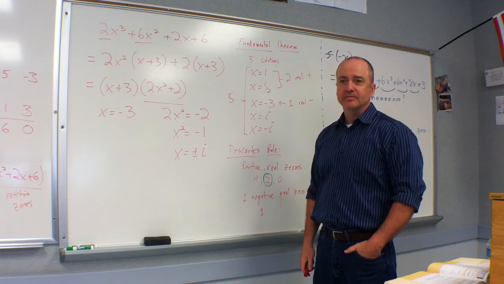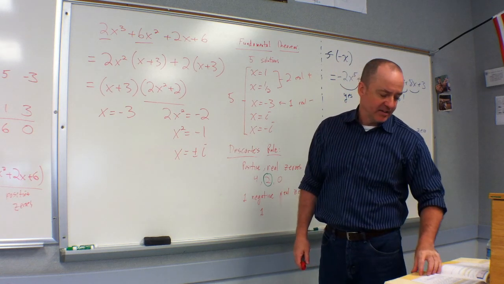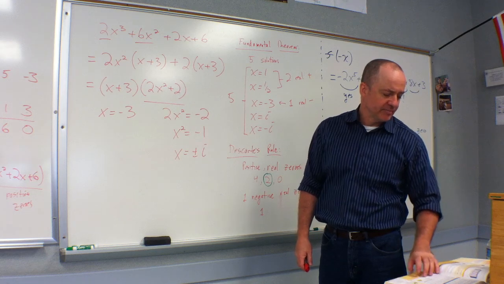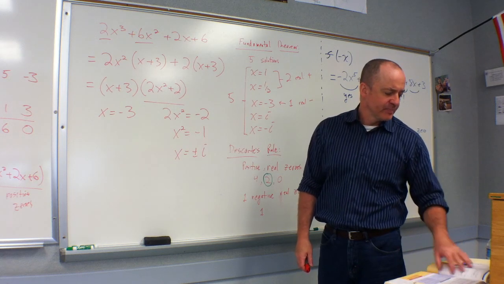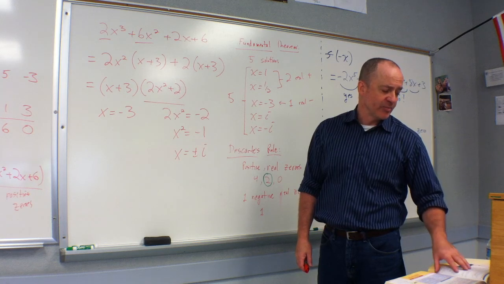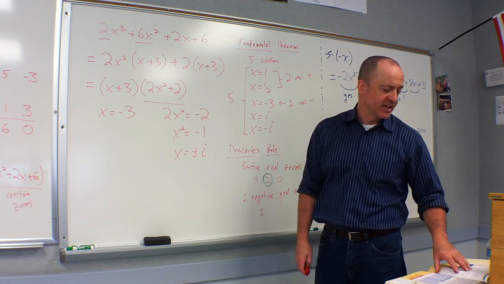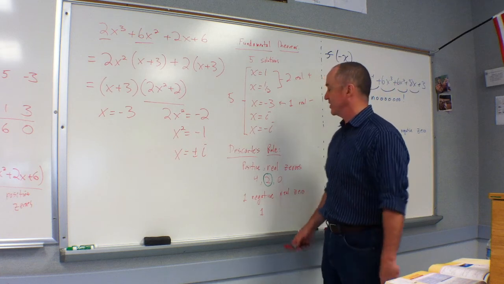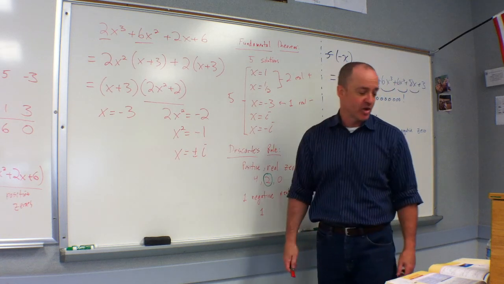Like on tonight's homework, some of them say, the directions actually say, find the number of positive real zeros, the number of possible negative real zeros first. So you have to give me these possibilities, just to show me you can use the rule.